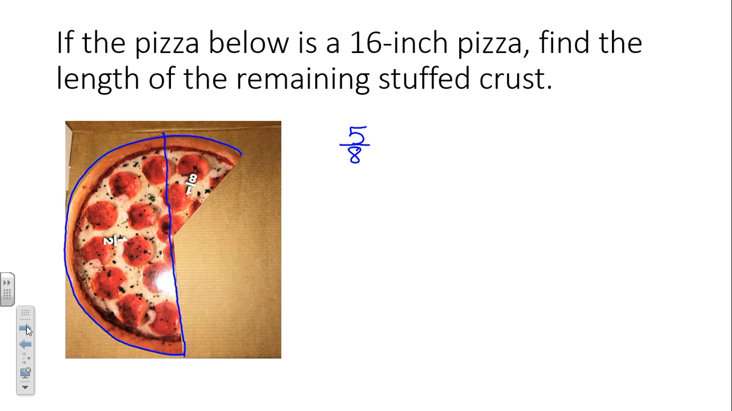So 5/8 of the circumference, and we're using pi times d for our circumference formula because the diameter is 16. So 5/8 times pi times 16 is going to get us 10 pi, isn't it? And so that should be about 31.4 inches of cheesy crust if we peeled it off and laid it all out. Make sense?